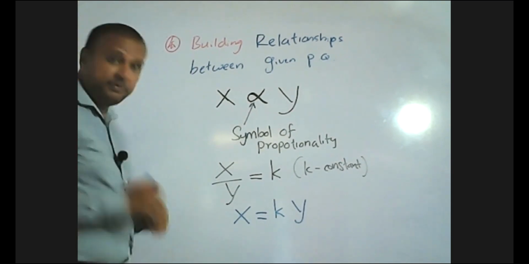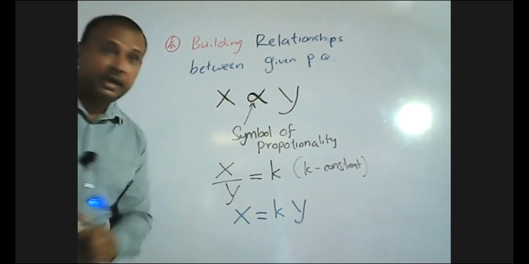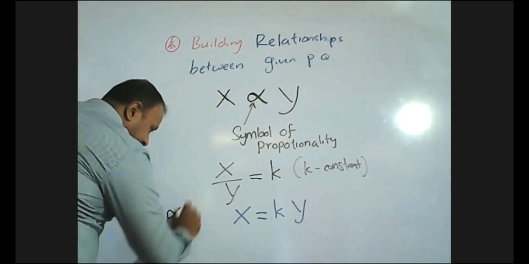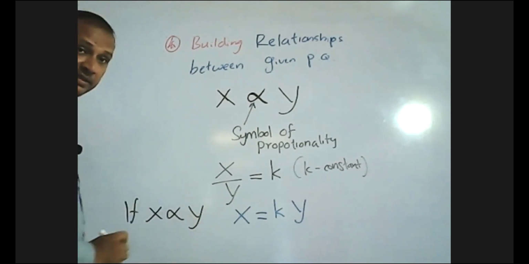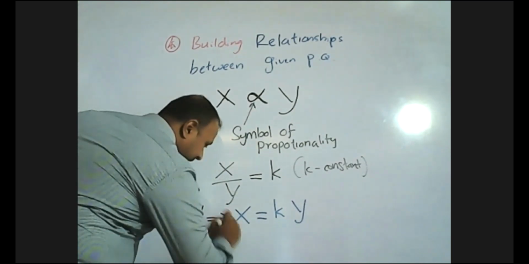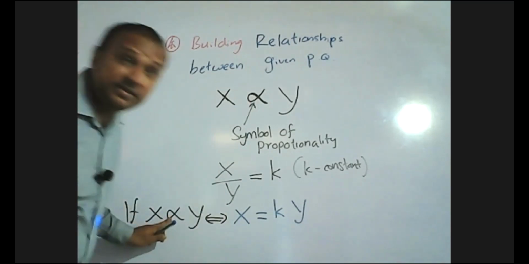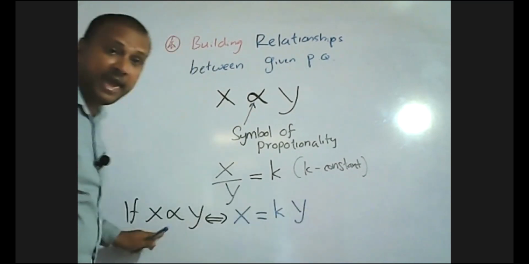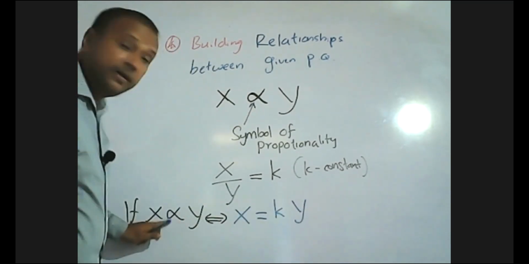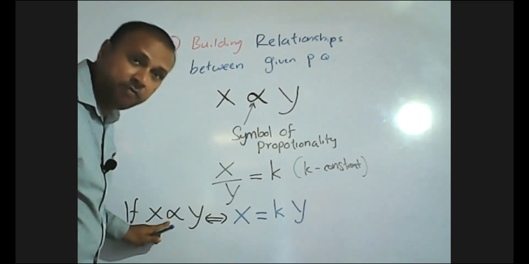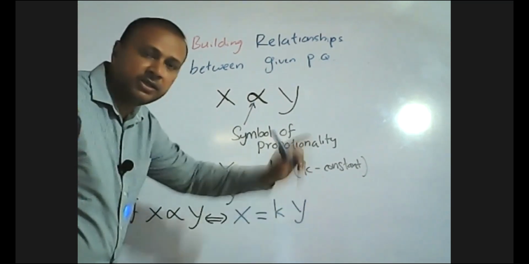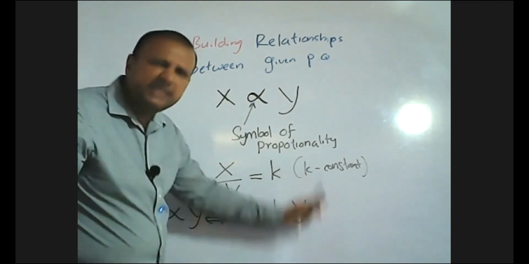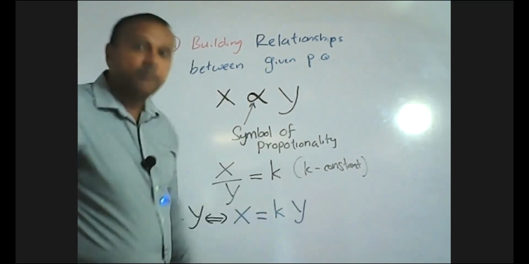So if x is directly proportional to y, we can write x equals ky. We can replace the directly proportional symbol by an equal mark and a constant. Actually, this is the definition of this proportionality.